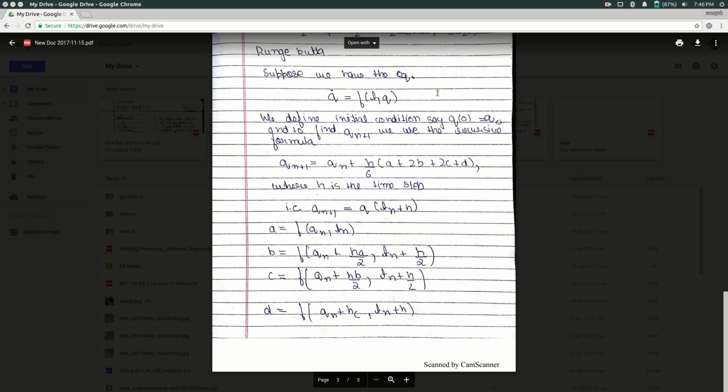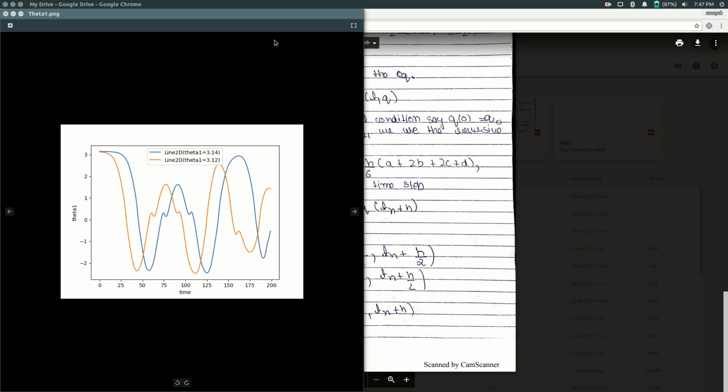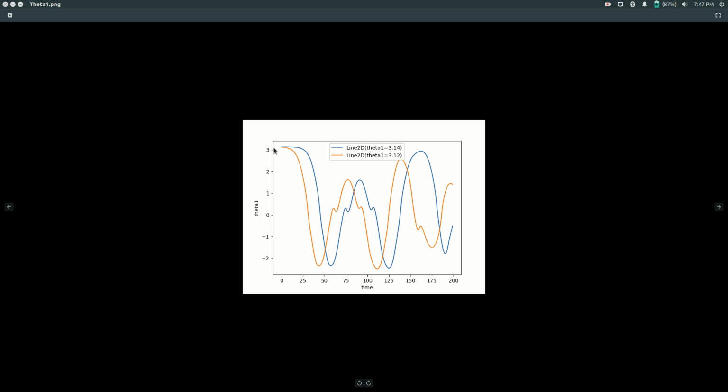Now I'll demonstrate how chaotic the system can be depending on the initial values that you take for theta 1 and theta 2. For this particular example, I've taken theta 1 equals 3.14, theta 2 to be 0, and omega 1 and omega 2 to be 0, and in the second part I've taken theta 1 to be very close to 3.14, that is 3.12. We'll see how theta 1 and theta 2 change with time depending on the initial condition. This is how theta 1 changes depending on the initial condition. They start off very similarly, and as we see, the graphs are more or less the same.